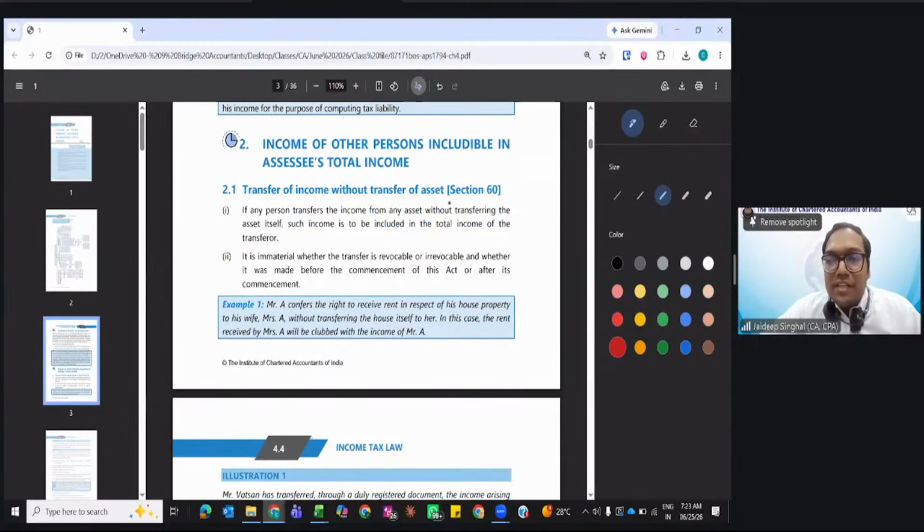Come to section number 60: transfer of income without transfer of asset, right? My same example, let's see this example. Mr. A confers the right to receive rent in respect of house property to his wife Mrs. A without transferring the house itself to her. Mr. A has given the right to receive the rental income to Mrs. A, but the house is not transferred. The rent received by Mrs. A will be clubbed in the hands of Mr. A, right?